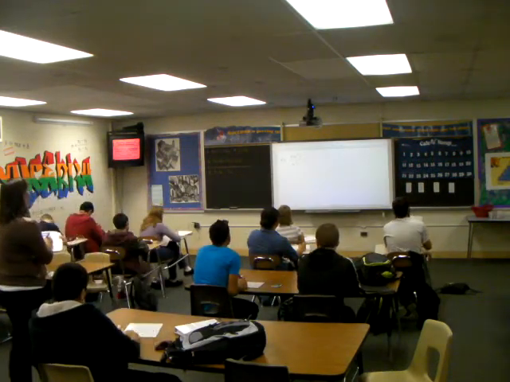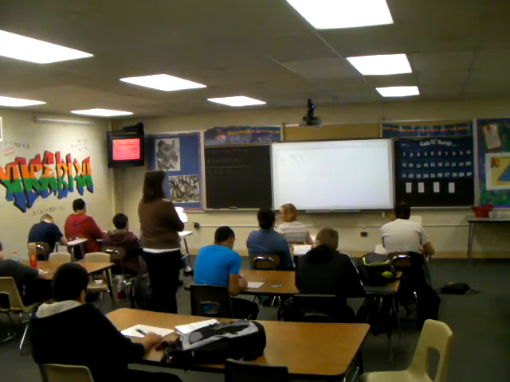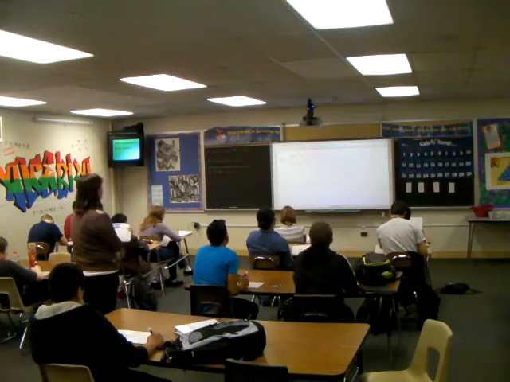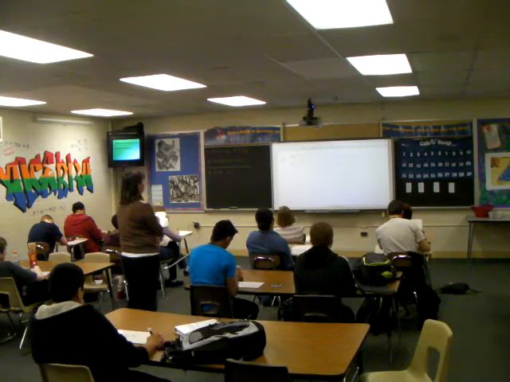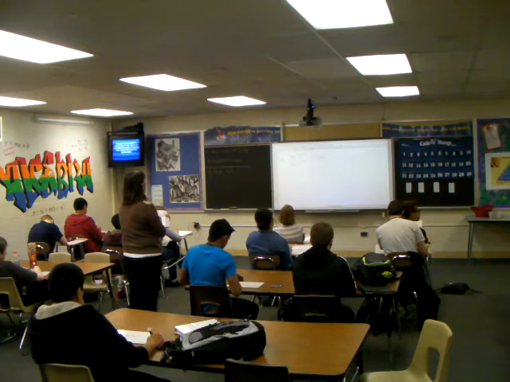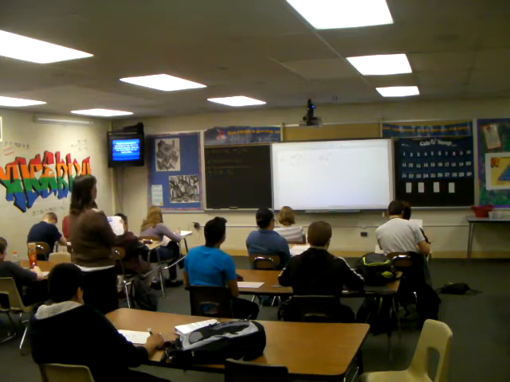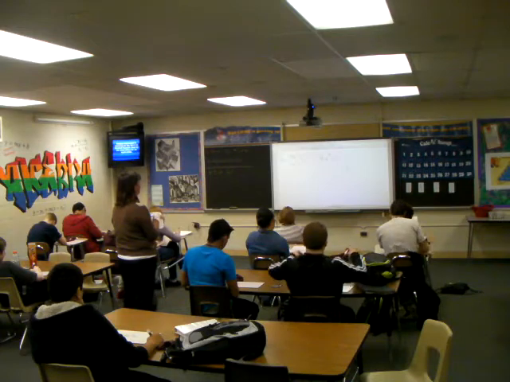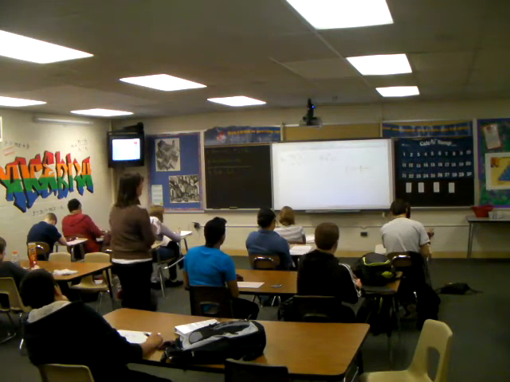Okay, let's see what we got here. We've got a 4 on the top, but we have no number down here. What number can I put in? 1. Alright. 4 divided by 1 is? 4. And 4 minus 2 is? 2. And negative 1 minus negative 2 is? Positive 1. Okay? And that becomes a positive.